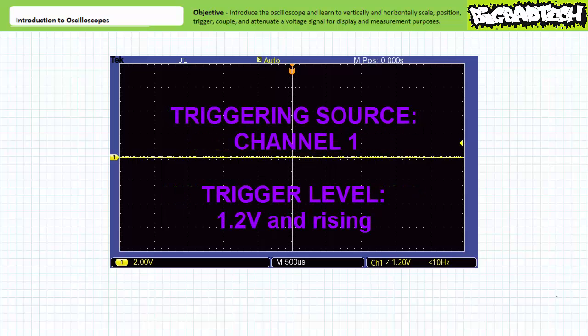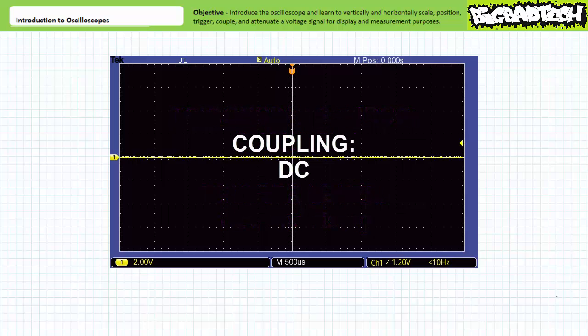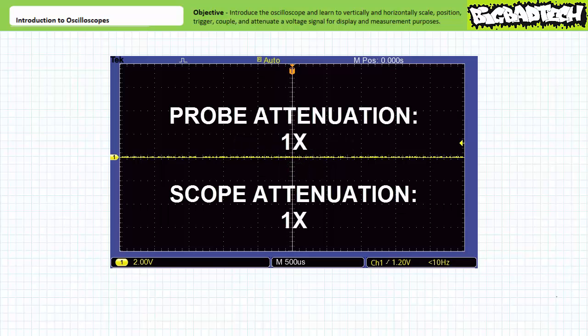I'll trigger off channel 1 at 1.2 volts and rising. This is a regular event in the test waveform's life. I'll use DC coupling. The waveform includes a DC offset, and I want to see this DC offset. The probe is set up with 1x attenuation, and the oscilloscope is expecting 1x attenuated input.